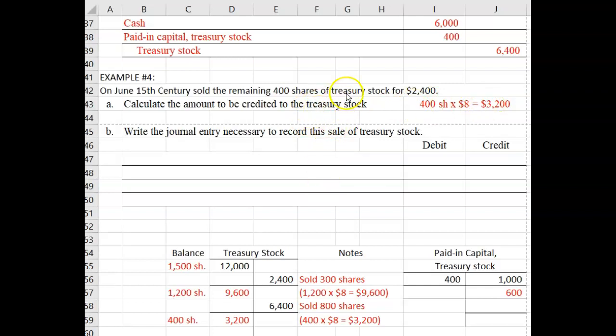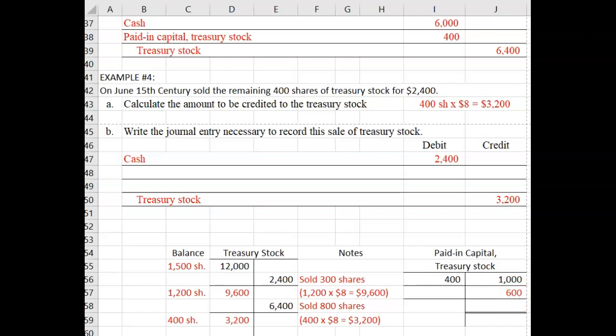So we have some of the pieces of this journal entry. Let's write down what we have and then figure out what to do with the missing pieces. We know we have to debit cash for $2,400 because that's the amount of cash we received. We know we have to credit treasury stock for $3,200, but we're out of balance. We're out of balance by $800. And the rule is, eat up all of your paid-in capital first. And if there's not enough paid-in capital, then hit retained earnings.